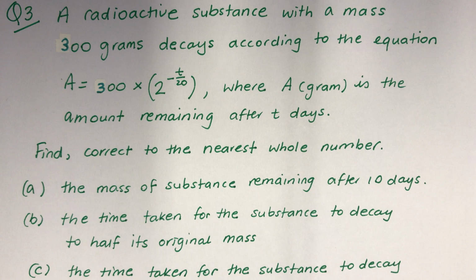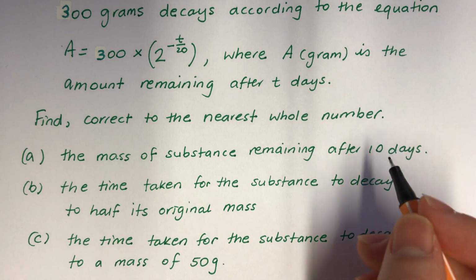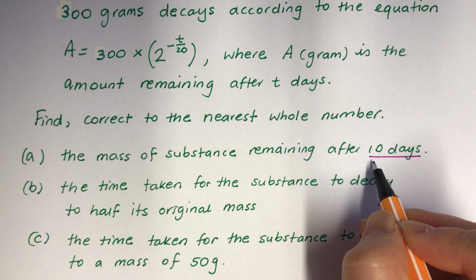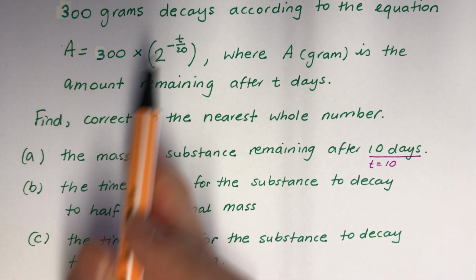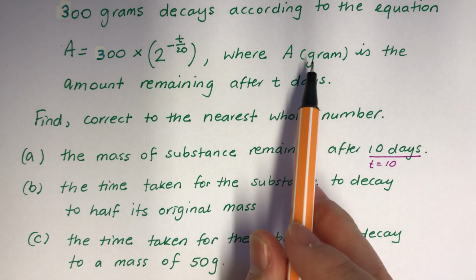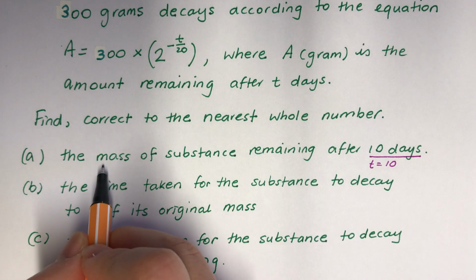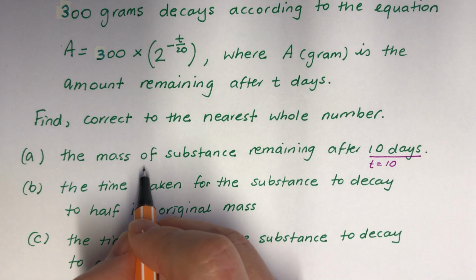So there's 3 parts. Find, correct to the nearest whole number, part A, the mass of substance remaining after 10 days. So the information we have to collect is 10 days. So here T is 10 because T is the time, which is in days. A is the gram, the substance. So we are looking for, what is the A?